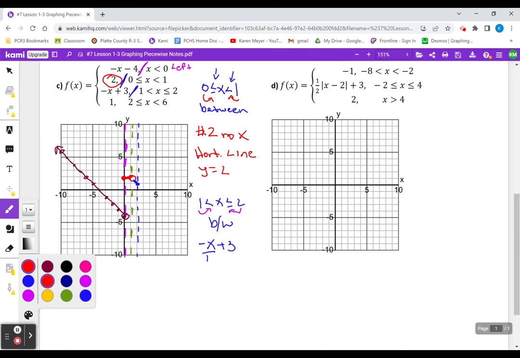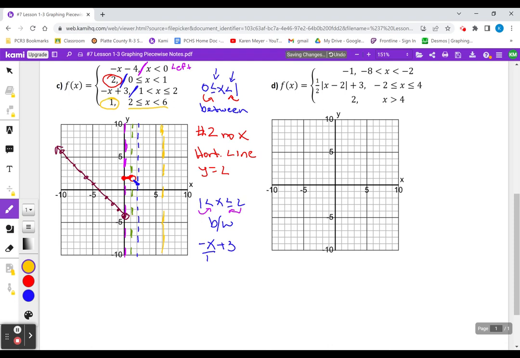Okay, fourth row. Well, this one is another between because I got two inequalities. So let's go put a dashed line at 6. So at least here I have a little bit more space, but my answer is going to be somewhere in between these two dashed lines.